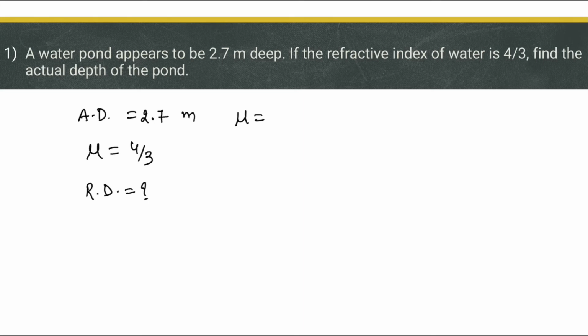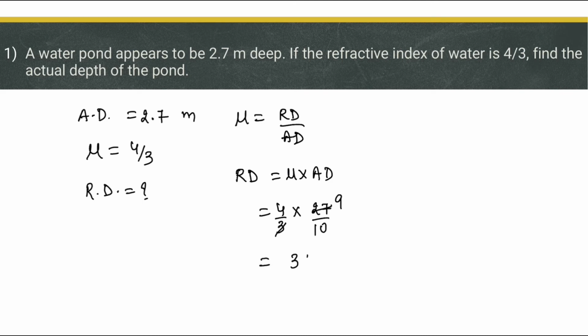Mu is equal to Rd upon Ad. So if I make Rd the subject, that is mu times Ad. Mu is equal to 4 by 3. Apparent depth is 2.7, or we can say 27 upon 10. 9 3s are 27. So 9 4s are 36 upon 10. 3.6 meter is the real depth.